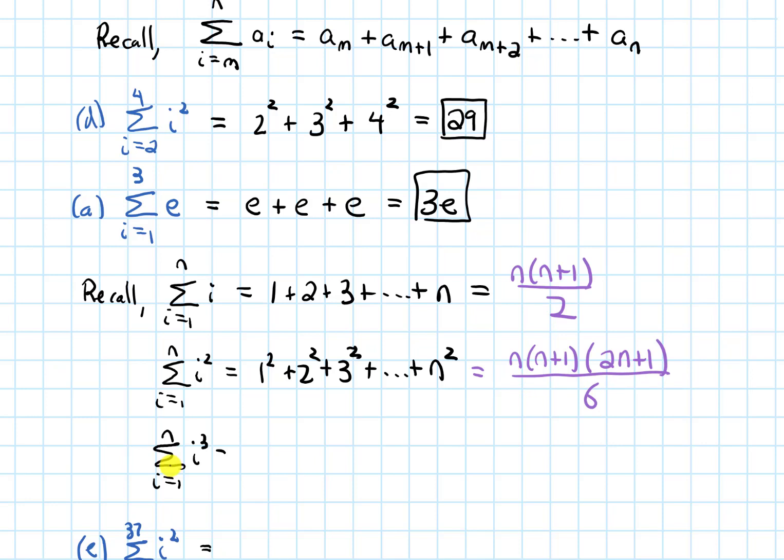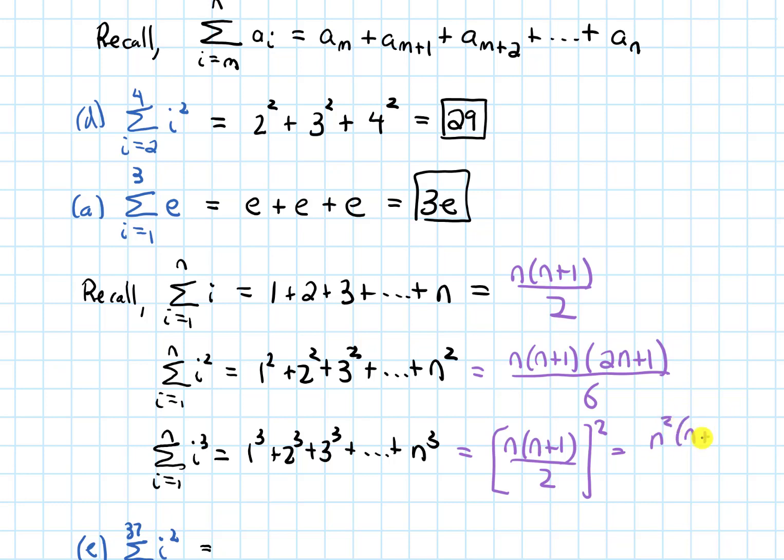We also have a formula for cubes. With cubes, you'll get 1 cubed plus 2 cubed plus 3 cubed plus dot dot dot plus n cubed. And this ends up being n times n plus 1 over 2, that whole thing squared. And of course, if you square this, this is going to be n squared times n plus 1 quantity squared over the denominator squared, which is 4.